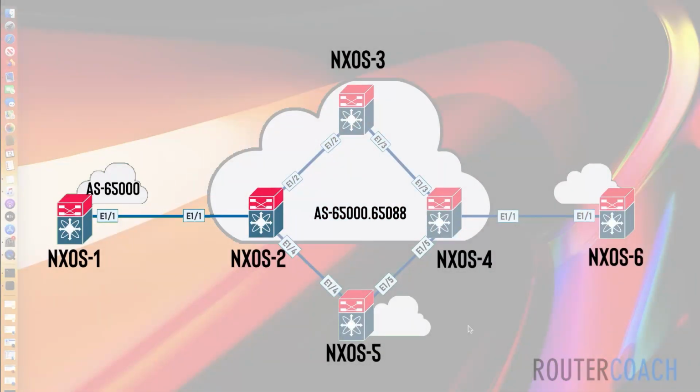So this is the topology that I'm going to be using. Now I have 6 routers, Nexus 1, Nexus 2, 3, 4, 5 and 6. For this video, I'm only going to be using Nexus 1 and Nexus 2.